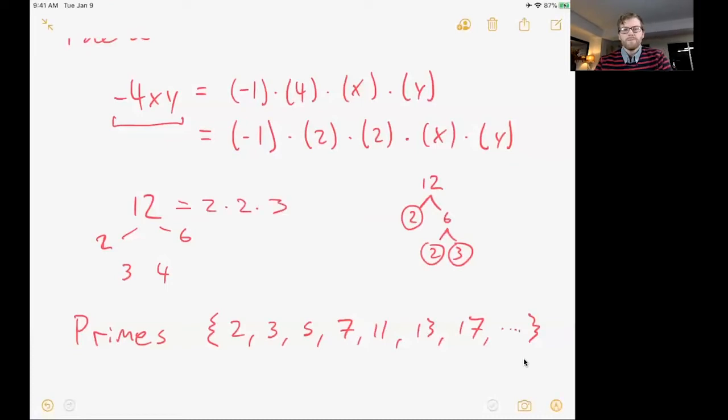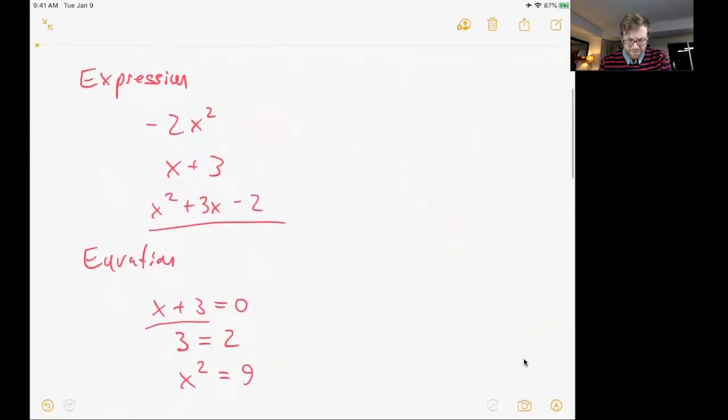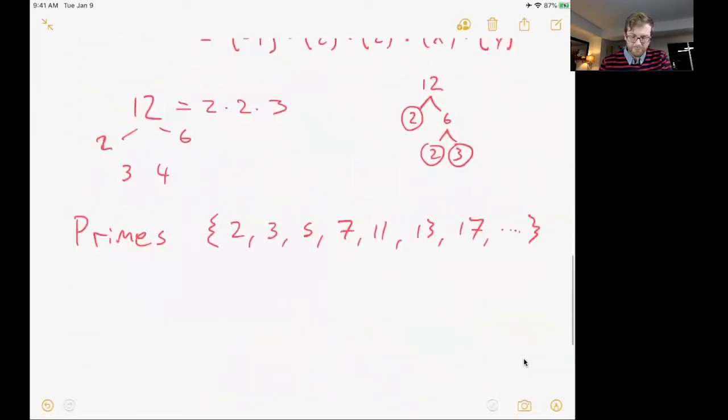Now, being familiar with the idea of prime numbers, the idea of factors, the idea of terms and expressions and equations, and being really comfortable with those words is going to make learning math a whole lot easier, I promise. And what's really cool about that is you just memorize the definitions of these things, and all of a sudden it gets a lot easier. So that's pretty cool. Okay, so let's see, we've gone through expressions, equations, terms, factors, primes.